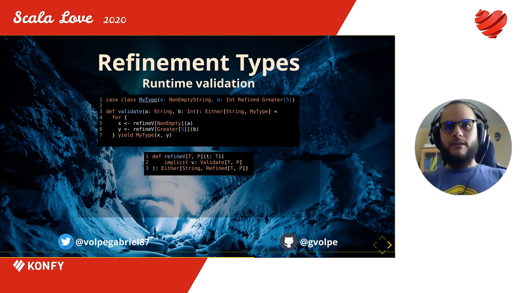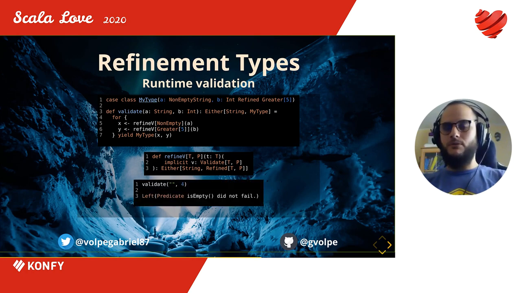So we have this refine v function, which returns an either of the string with the error or refinement type. If it all went well, then it will give us this my type, an instance of my type. So if I invoke this function with two invalid inputs, an empty string and a number 4, we get a left of the first error.